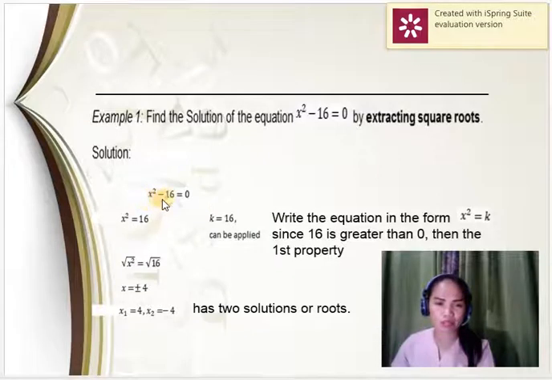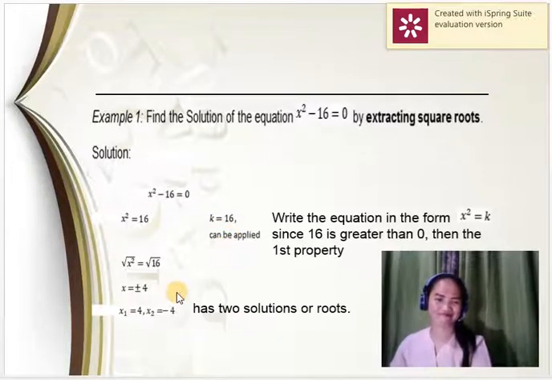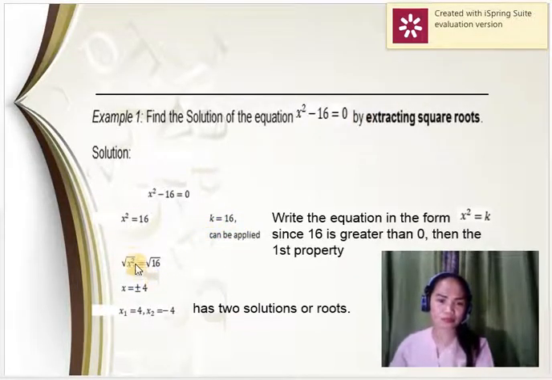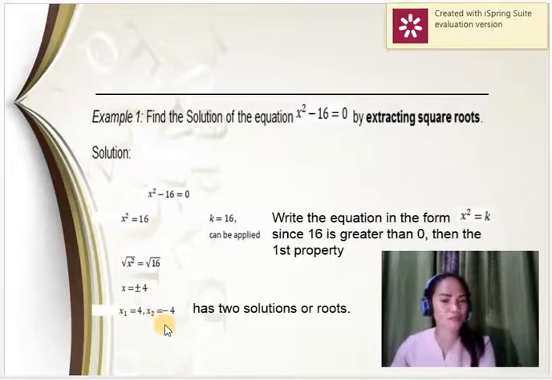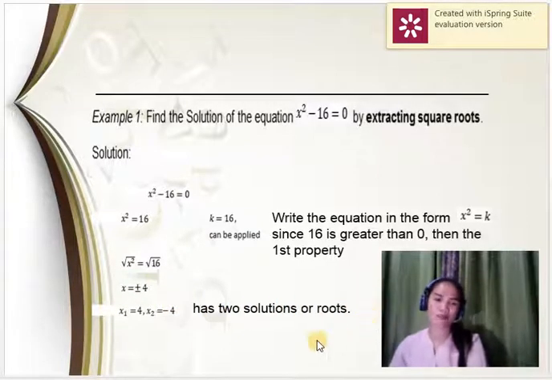So we have here x squared minus 16 is equal to 0. Write the equation in the form x squared is equal to k. So x squared is equal to 16, k is equal to 16. Then apply the square root to both sides. The result is x is equal to positive and negative 4. x sub 1 is 4, x sub 2 is negative 4. How many solutions do we have? x sub 1, x sub 2, therefore two solutions.